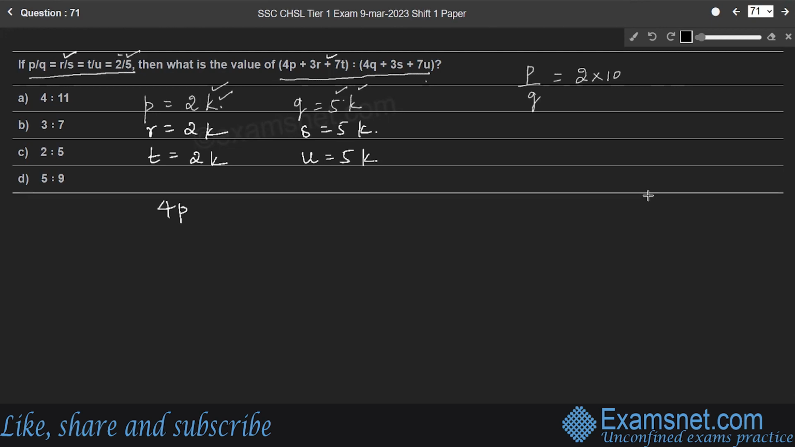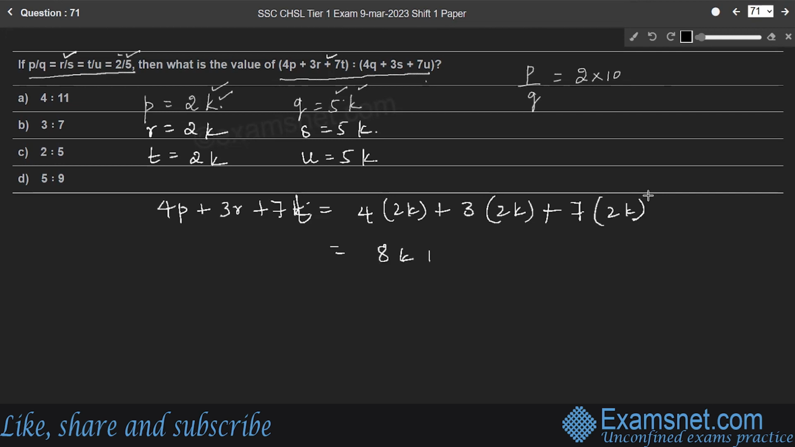So 4P plus 3R plus 7T. Separately we'll take 4P. 4 into P is 2K, plus 3 into R is again 2K, plus 7T. So not 7K, 7 into T is again 2K. So which is 8K plus 6K plus 14K, which is nothing but 28K. Similarly, the second term.